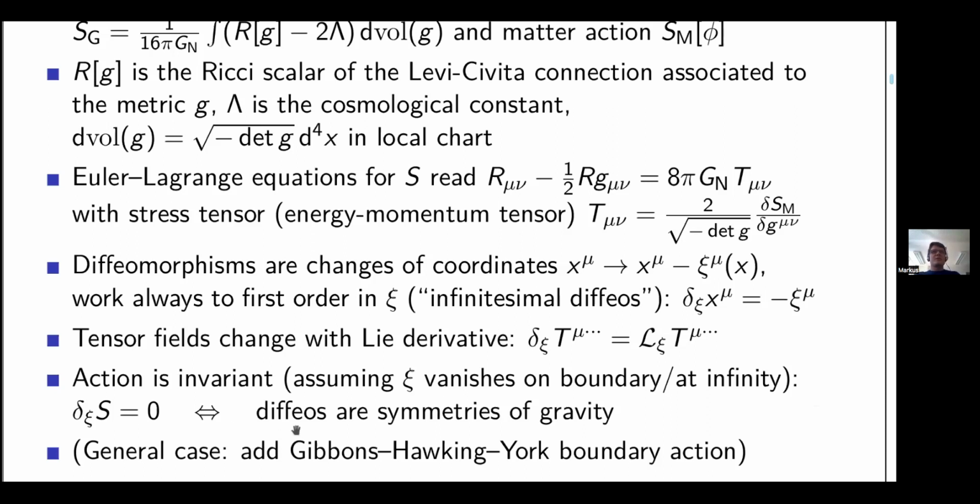invariant. So that means that diffeomorphisms are symmetries of gravity, which should be well known, I think, to anyone working in differential geometry. If you have a boundary, you need to be a bit more general and add a boundary action, which in this case is the Gibbons-Hawking-York boundary action. But for the purposes of this talk, I will always work on a manifold without boundary or asymptotically flat. So then this won't matter.